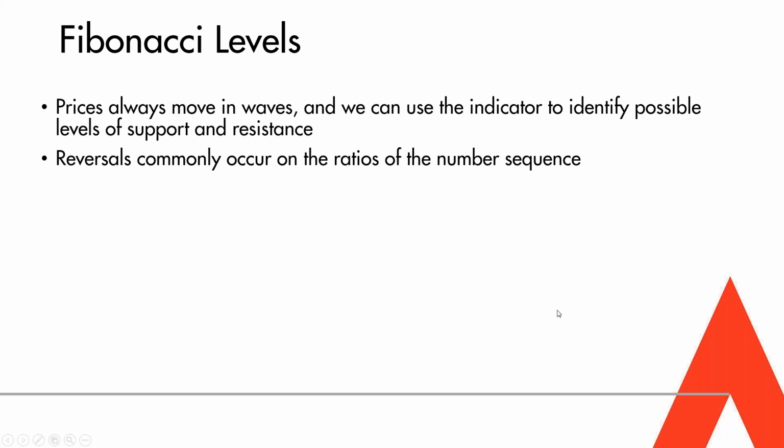So in terms of Fibonacci levels to look for with financial markets, prices on a chart will tend to move in a wave-like pattern. And we can use this indicator to identify possible levels of support and/or resistance, particularly useful with a pullback in an overall uptrend. These reversals or pullbacks commonly occur on the ratios of the numbers in the sequence.